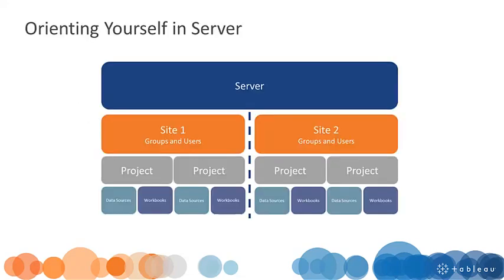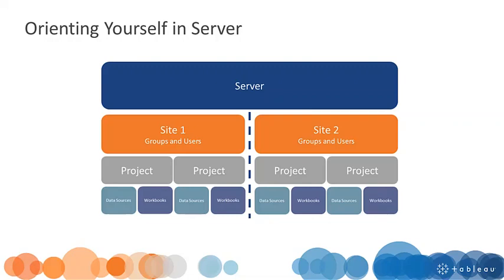The first thing that I want to do is just get ourselves oriented in Tableau server. Server can be composed of multiple sites, which are used to completely partition the server into separate secure areas. So that dotted line between the sites there lets us know that all of the content from site 1, all of the groups information there, the data sources and workbooks is completely separate from site 2.